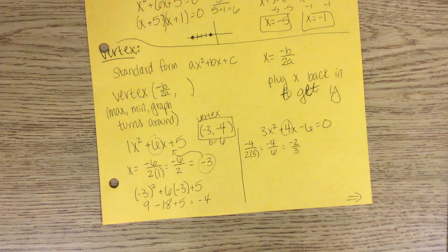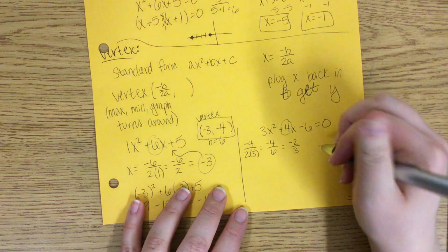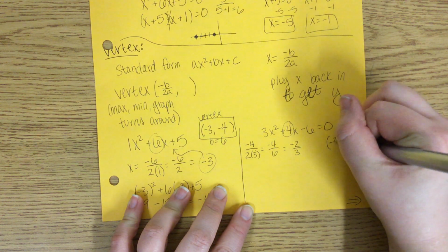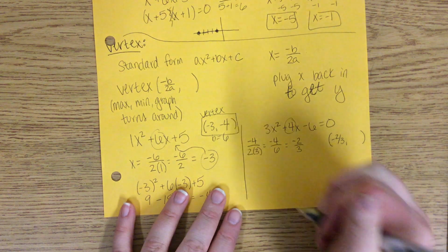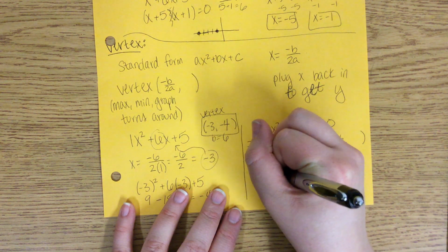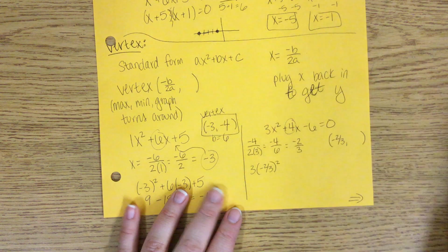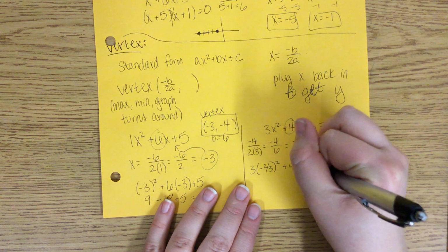Now you can either keep it as a fraction or use a decimal. With a third, since it's repeating decimal, I would prefer you to keep it as a fraction. Okay. So my first coordinate, or part of my coordinate, is negative 2/3. And I'm going to replace all my x's with this.